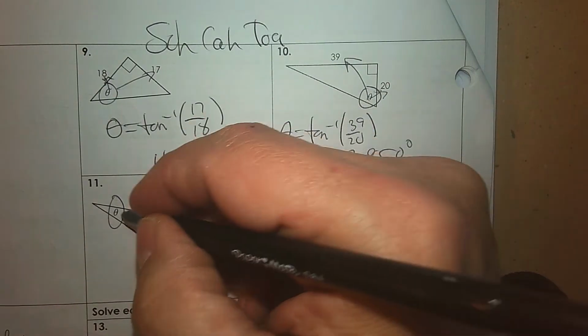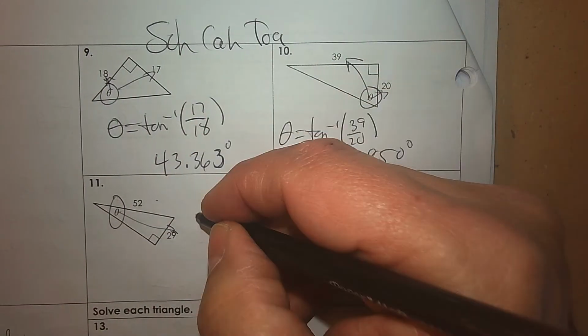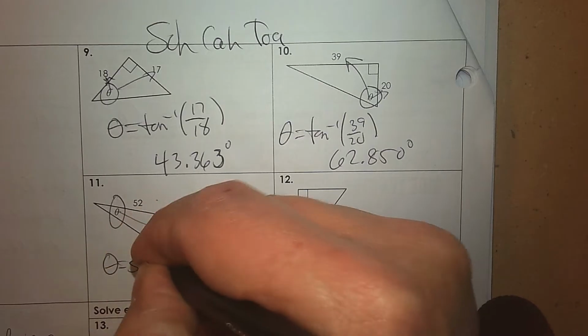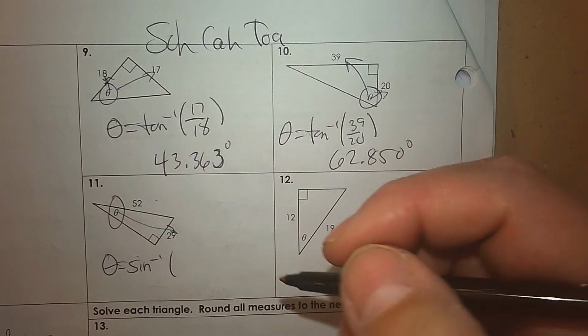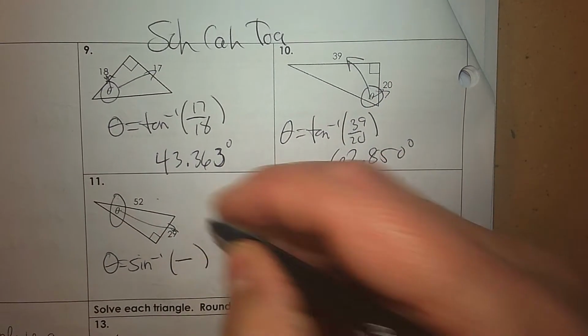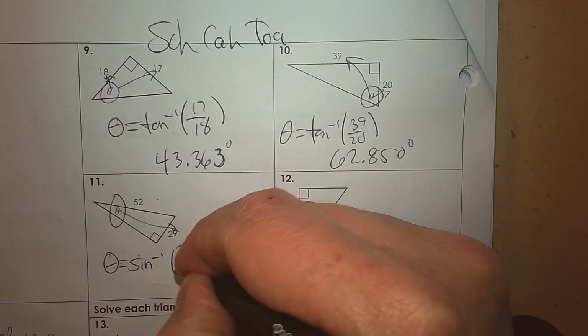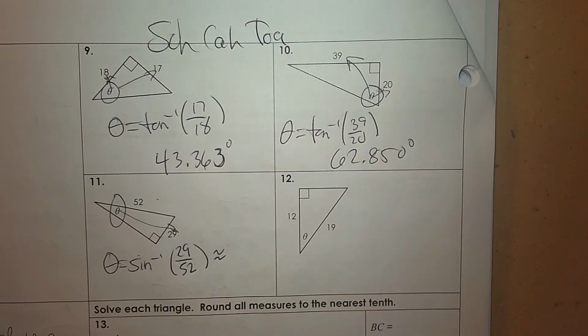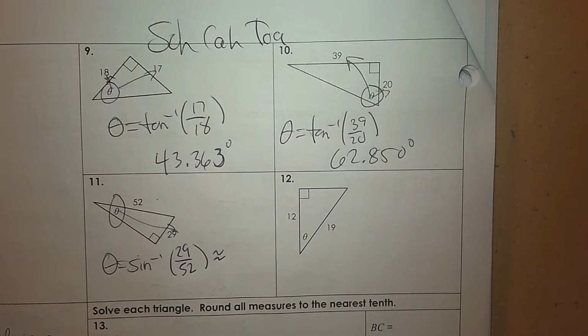Again, opposite and hypotenuse. That would be which trig ratio? Not guessing. Sine. So inverse allows you to find the angle. If we're finding a missing side, we don't use inverse. If we're finding a missing angle, we do use inverse.